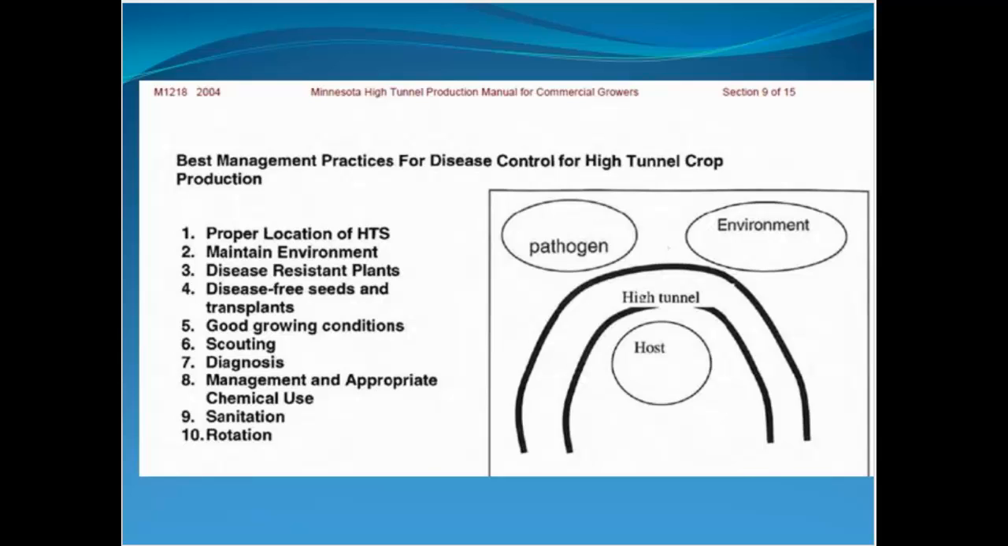And this is what we're going to spend our time talking about for the balance of our time together today, and that is, what are all of the different production practices that we might use that will give us better disease control in high tunnel production? And here's a list of 10 of those things on the left. The first one is proper location of the high tunnel structure itself.